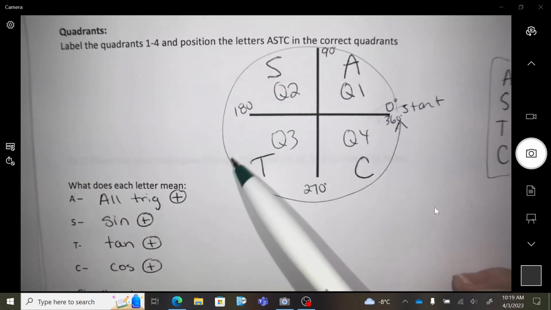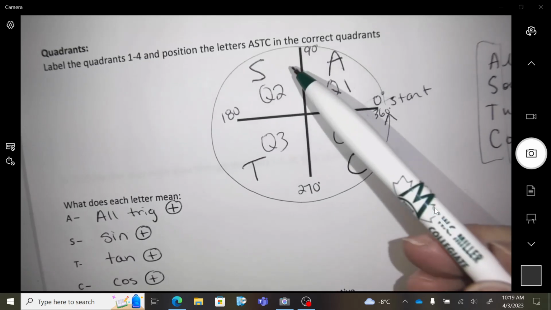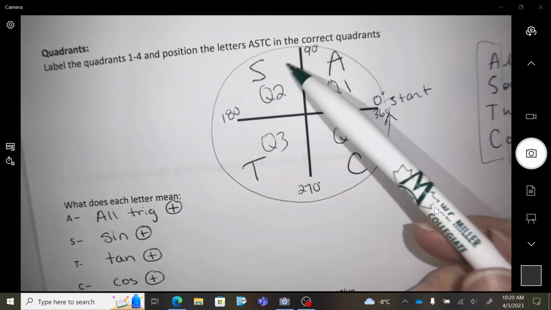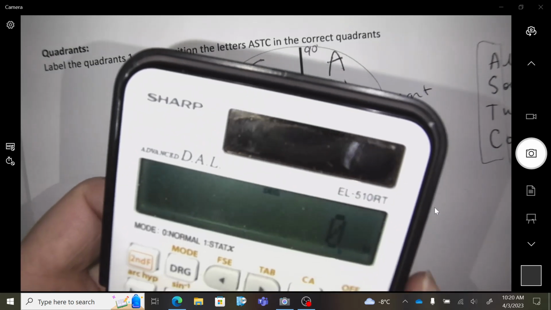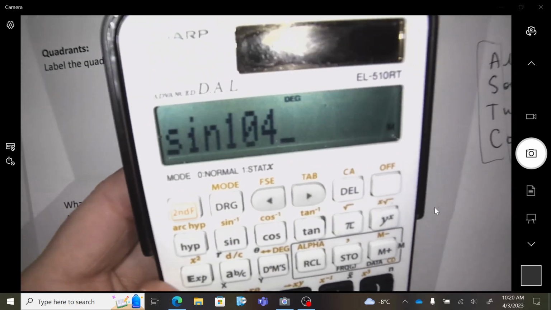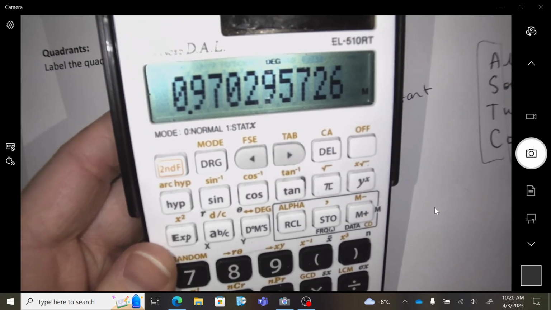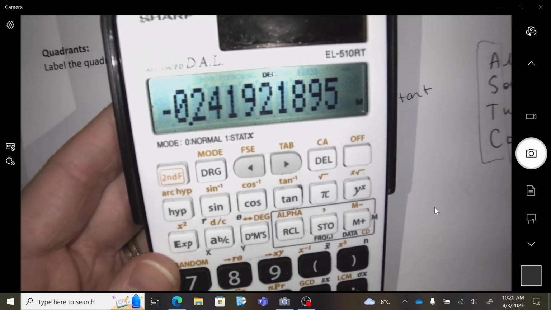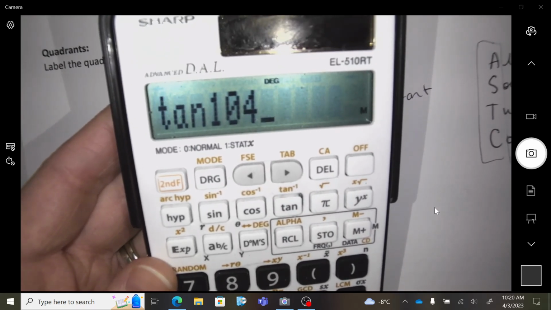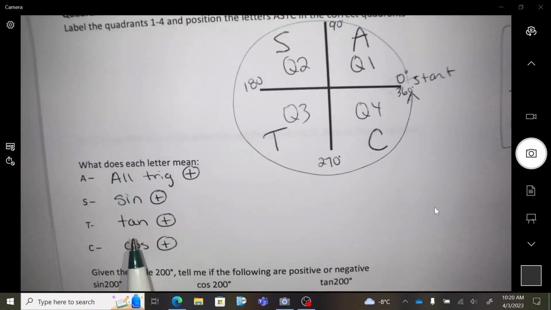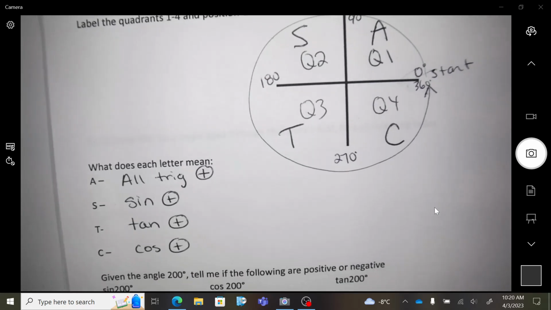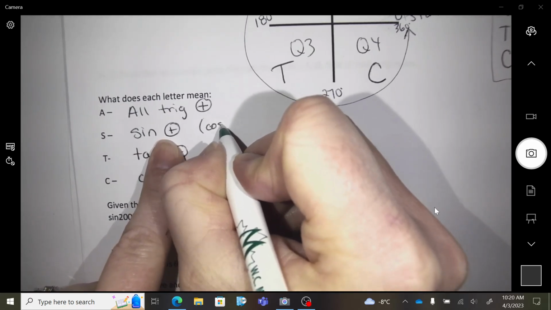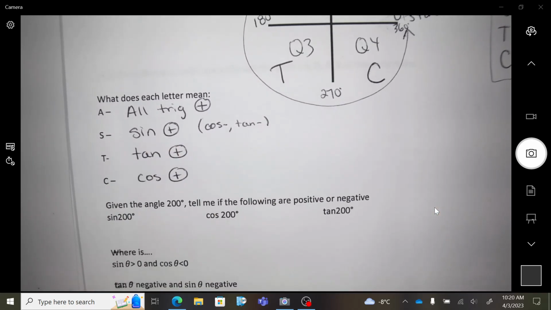Pick me a number in quadrant 2. What's an angle that would be in there? 104. 104 is in this quadrant. So the sine of 104 equals positive. Cos of 104, guess what this should be? Negative. The tan of 104 should be negative. So just sine is positive. I didn't write that, but does that make sense? That the cos is negative, the tan is negative, right? That's what it would also mean.